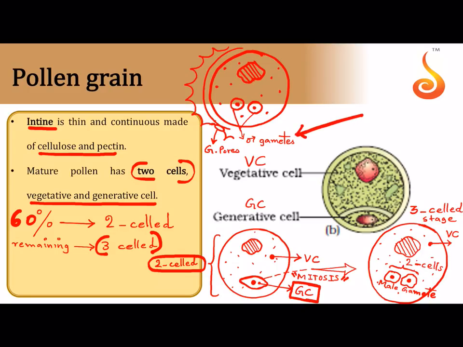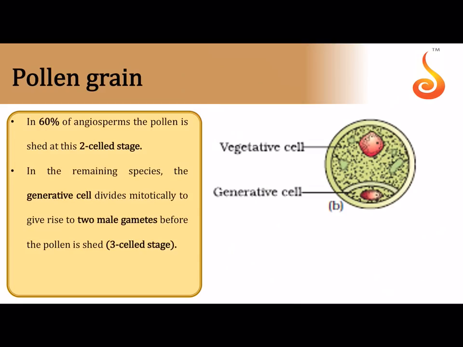Remember, the gametes were formed by the generative cell. And how did the generative cell form the gametes? By undergoing mitosis inside the cytoplasm of whom? Inside the cytoplasm of the vegetative cell. So a pollen grain is either two-celled or it is three-celled.